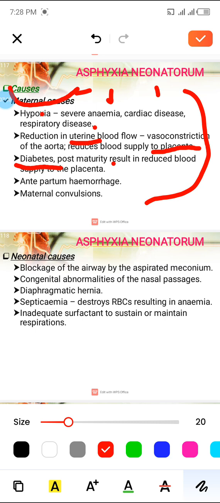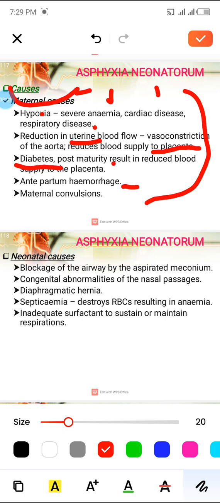Then antepartum hemorrhage, meaning that in this case the woman is bleeding before delivering. If the woman is bleeding before delivering, the blood will not go to the placenta. And if blood is lacking in that placenta, this woman will also have reduced oxygen, as will the baby. So that leads to asphyxia. It's all about oxygen, blood flow to the placenta, blood flow to the baby in utero. It's all about reduced blood flow to the baby. That is what we're talking about.